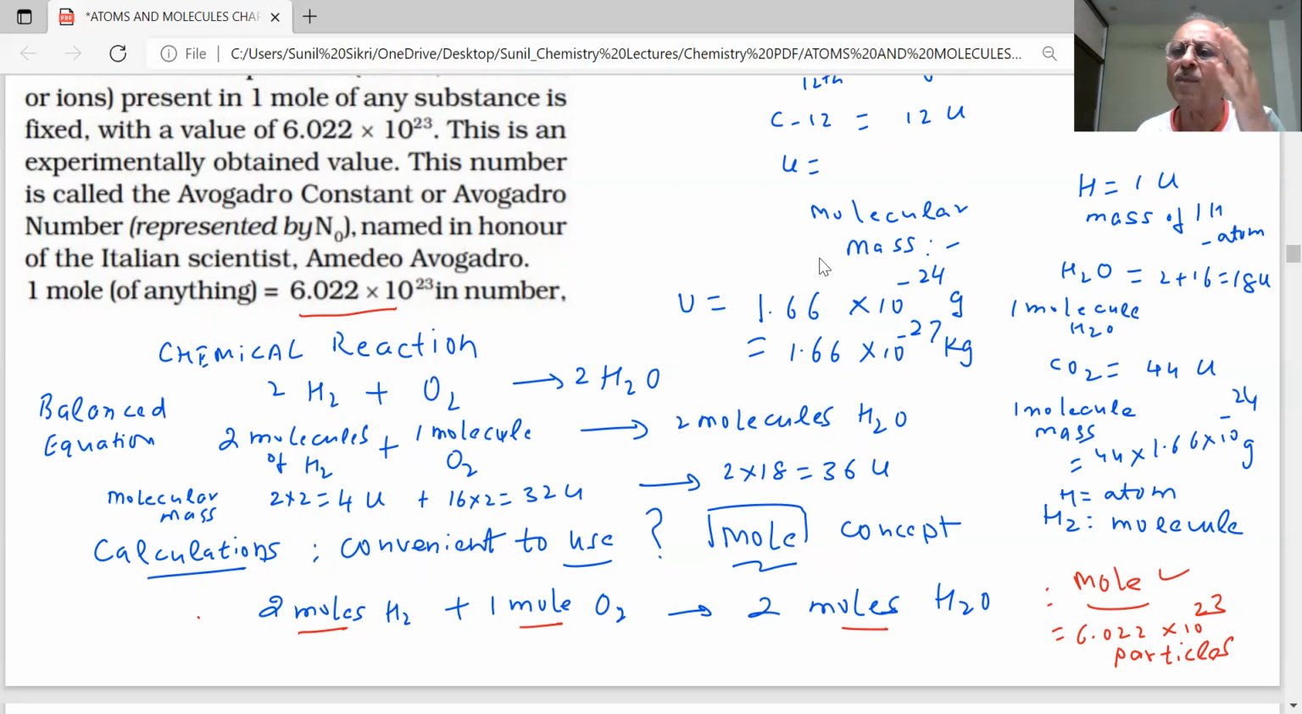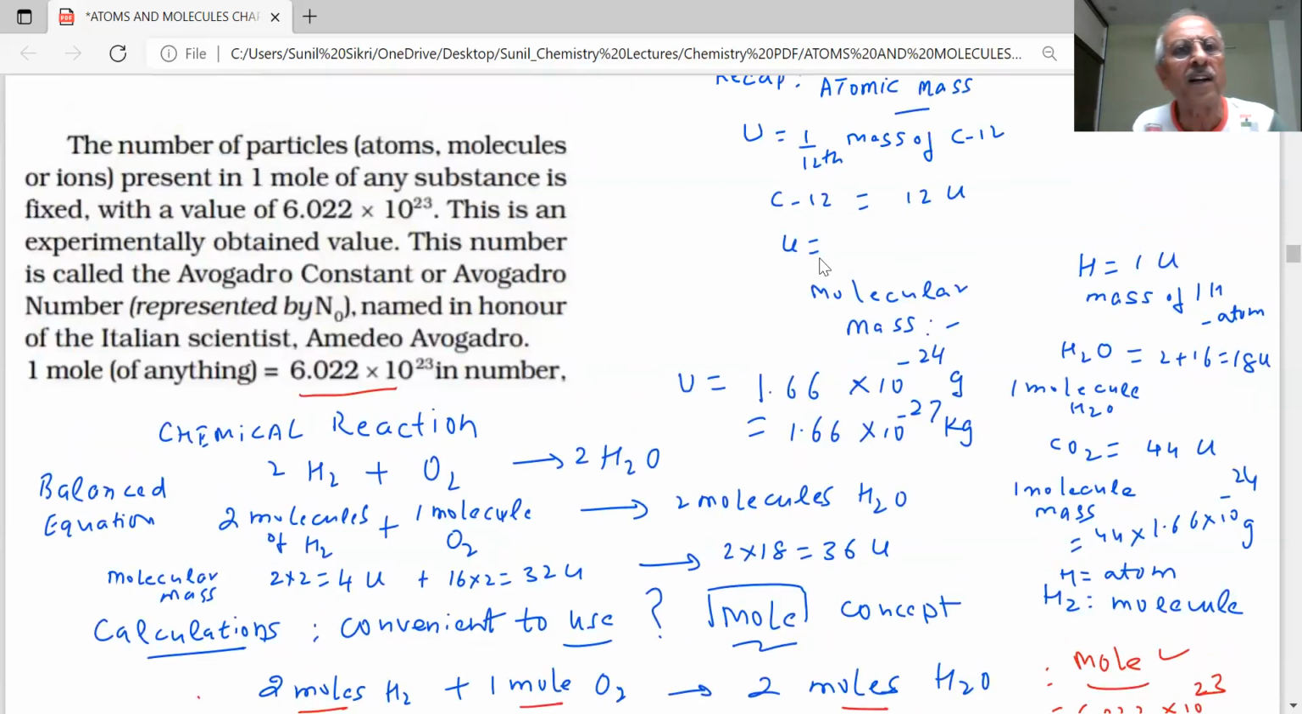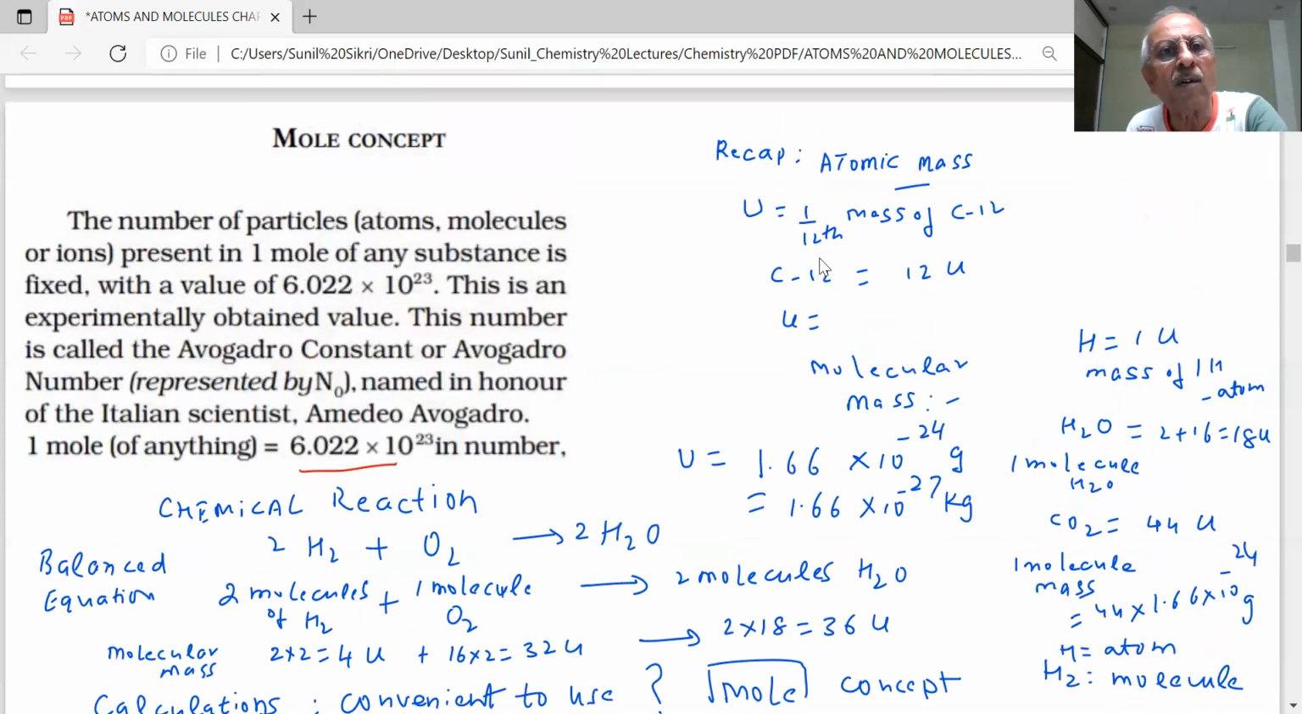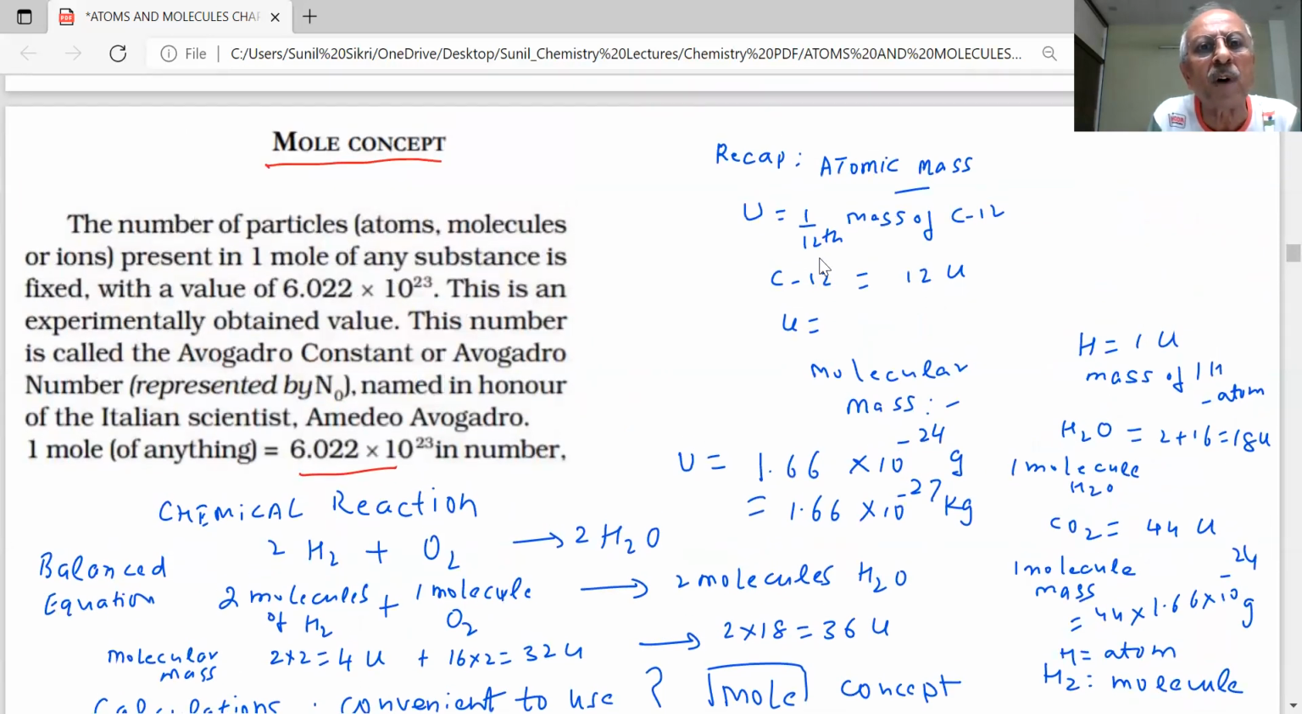If we have to perform any reaction, if we have to do any calculation, if we are preparing any compound, then we will talk of how many moles of the compound you want. And I will convert the moles into grams or kilograms, which is a scale which I am already aware of. So students, this is the idea. The mole concept should be clear to us.